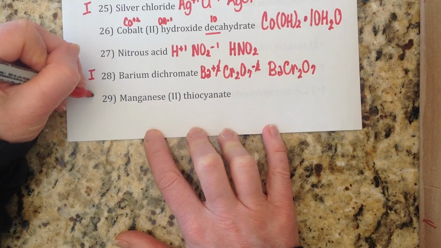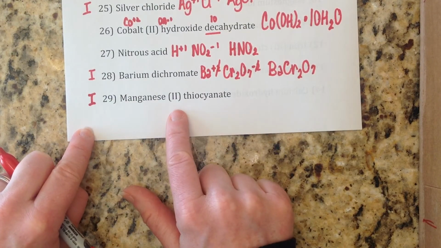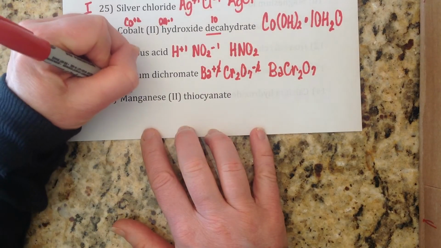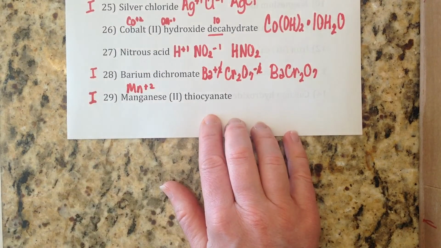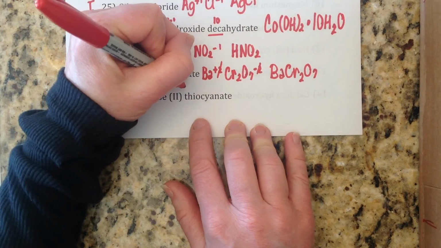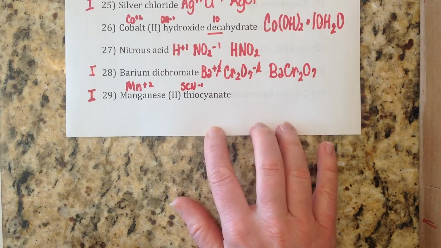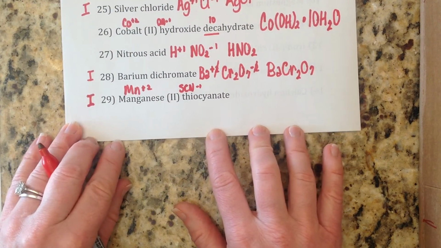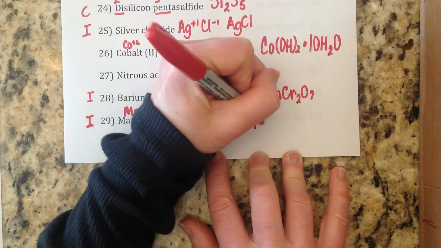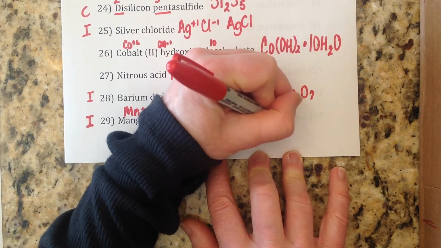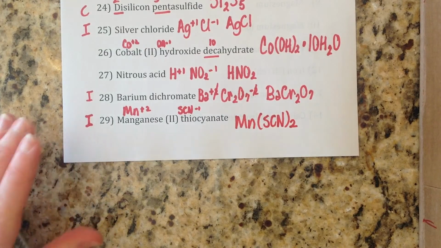And very last one, manganese 2 thiocyanate. That would probably look really scary to someone who didn't know the basic rules, but you know that that 2 is just giving you the charge of the manganese, really saving you some time there. You know that the formula for thiocyanate is SCN -1. And because it's ionic, you know you're going to crisscross those. So the answer is Mn(SCN)2.